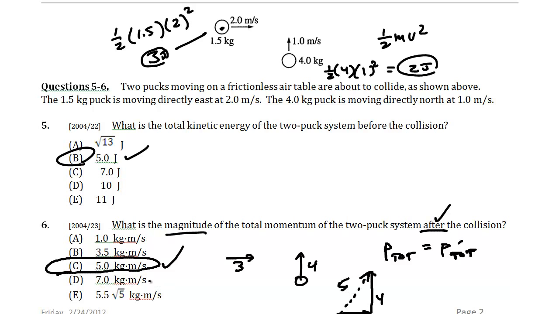I would imagine that the most common answer that is incorrect is 7, because people not treating this like a vector quantity quickly say 3 plus 4 is 7. You guys won't make that mistake. So that concludes the answers to this multiple choice section.